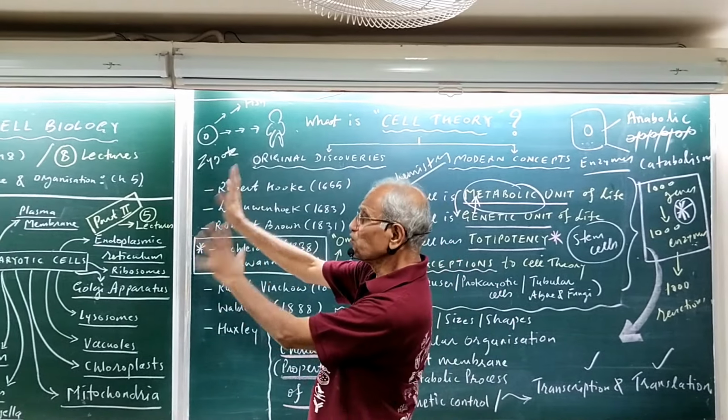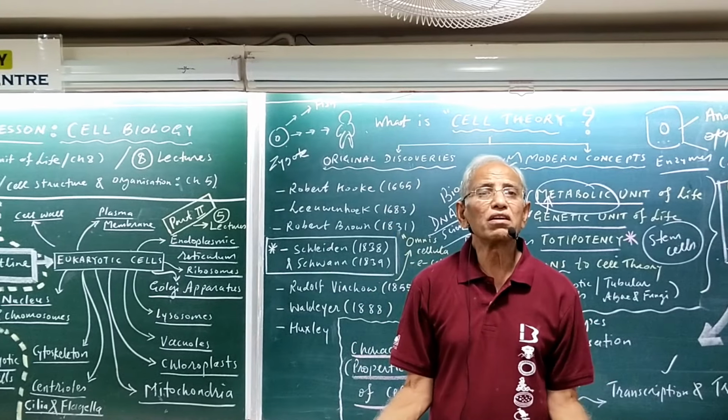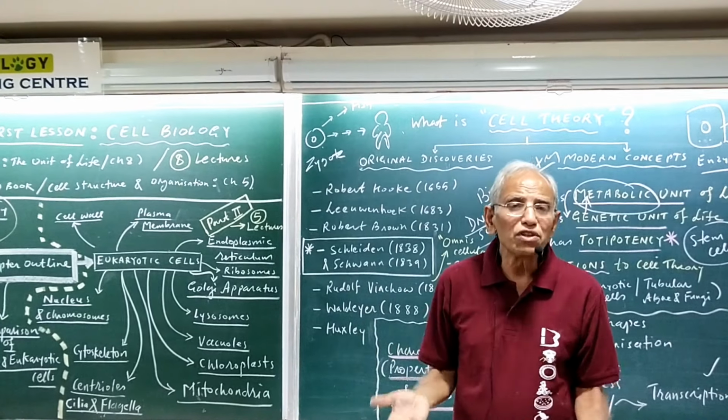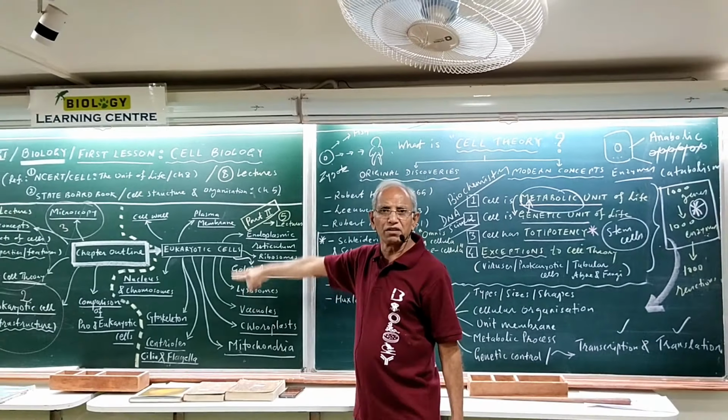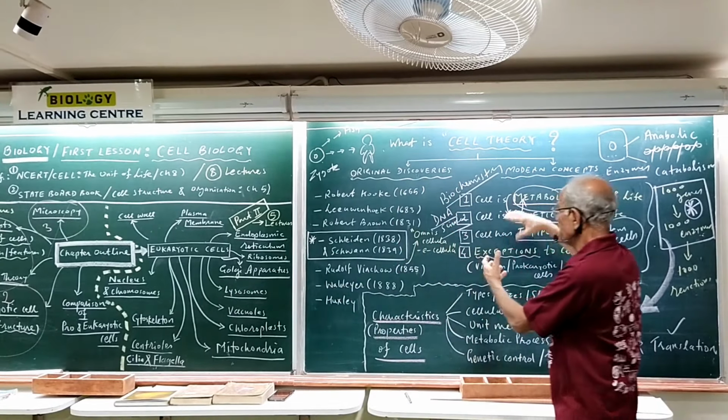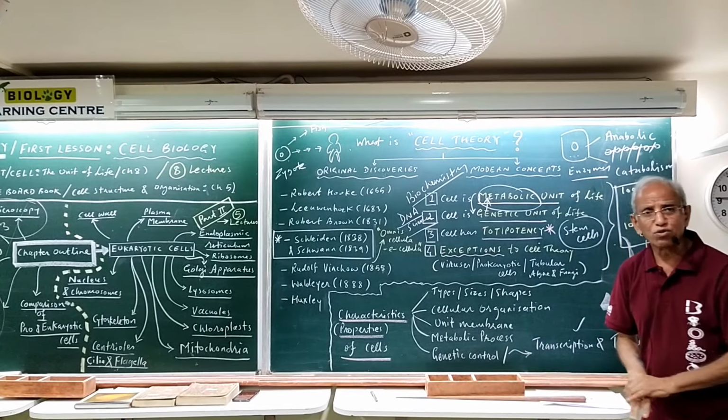Then they used to write the chapter outline. Now we don't need to wait because these things are with you. So you will all start, always write everything that is written here. Then go for the cell theory. And then certain additional points I have told you.